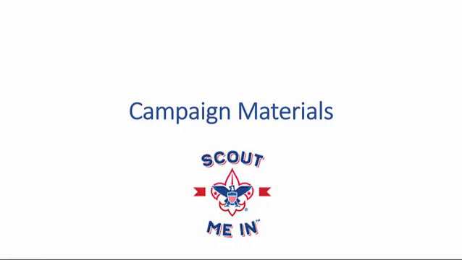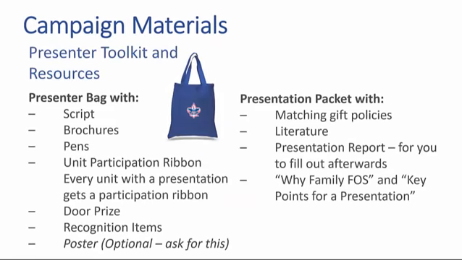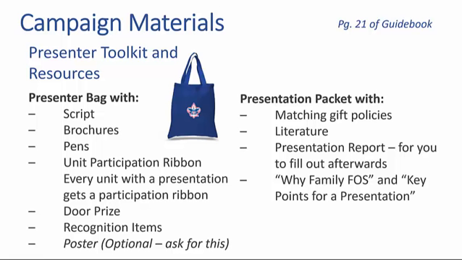I referenced earlier that you have some materials to pick up prior to your presentation. As a presenter, you will get a presenter toolkit full of materials to help aid you. On the left of your screen, you will see a list of items included in the presenter bag. This includes the script, brochures, pens, unit participation ribbon, which every unit receives if they hold a presentation. You'll also have a door prize, which is a Boy Scout Bluetooth wireless speaker. And finally, the recognition items for those who make a gift.